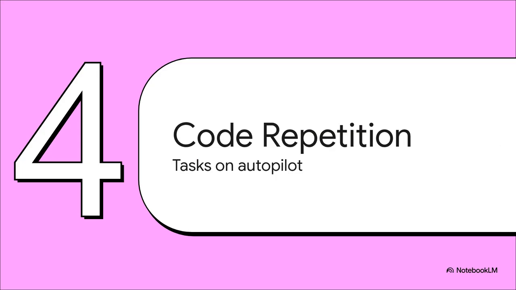Making decisions is one thing, but the real superpower of programming, the thing that makes it so efficient, is repetition. This is where we teach our code to do the same task over and over and over again, without us having to lift a finger. We're about to put things on autopilot, with loops.